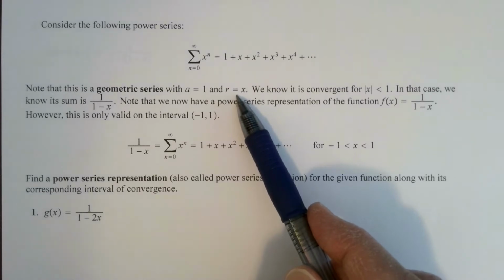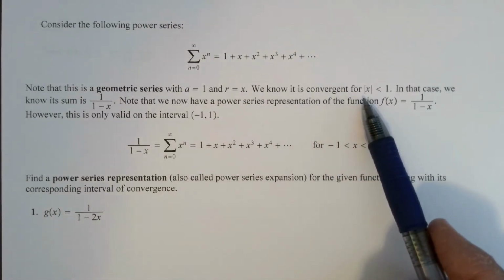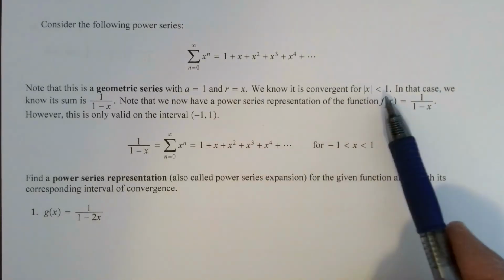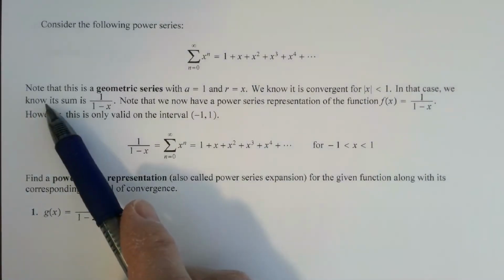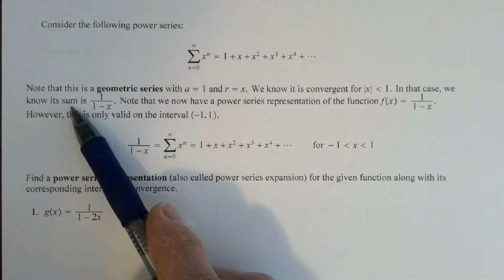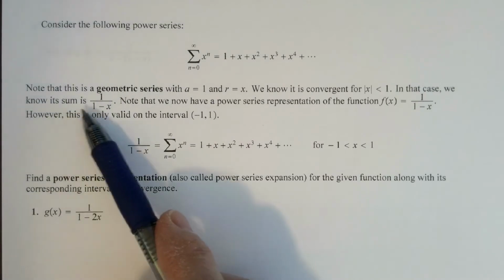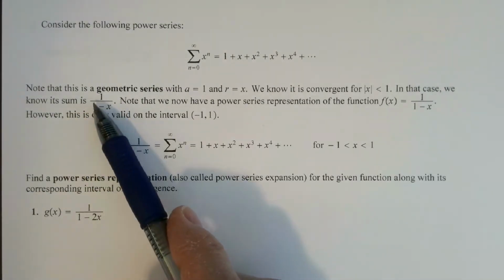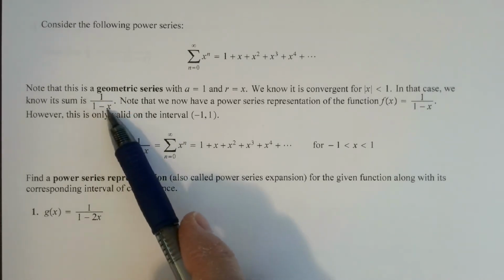And we know from geometric series that it's going to be convergent for what values of x? Since r is x, it's when the absolute value of r is less than 1, so when the absolute value of x is less than 1. In other words, x is between -1 and 1. And in that case, we also know the sum. So we haven't talked about sums of any of the power series yet, just where they converge. But this one we actually know the sum. Remember what it was? a over 1 minus r. a is 1, r is x.